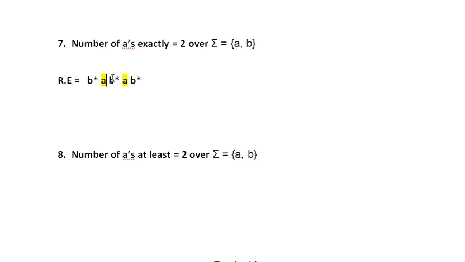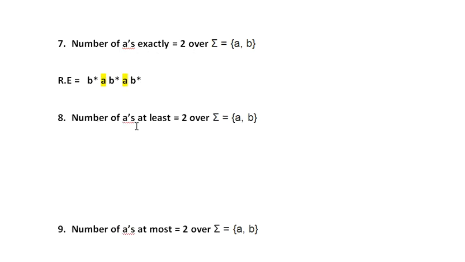After A, there might be n number of B's. If asterisk equals 0 for this condition, then B will be 0. That means B, A, B. So in any possible combination, you will be getting only 2 A's, not more than that, correct? Okay, now moving to the next question.